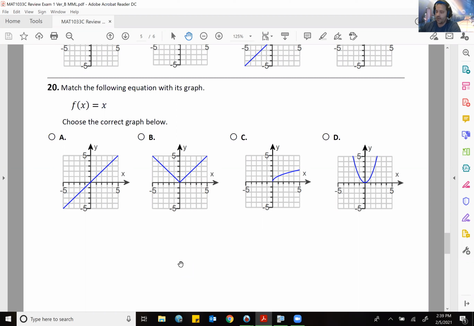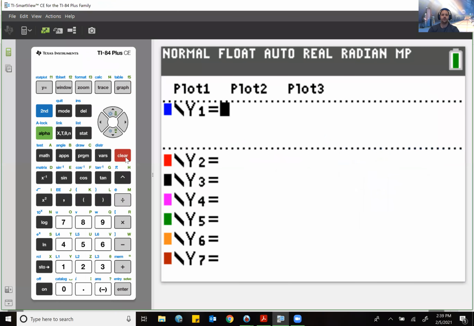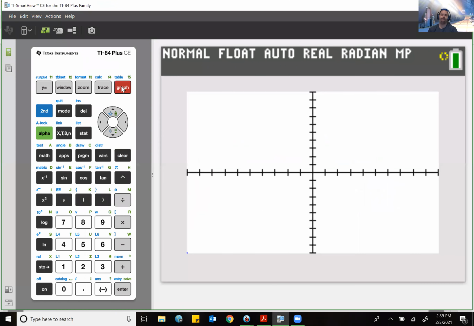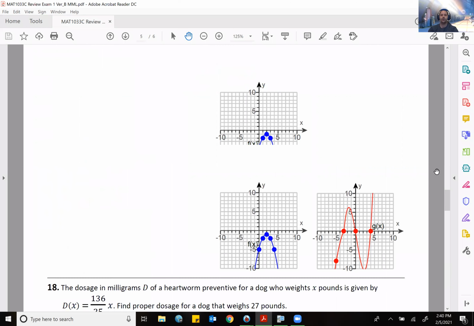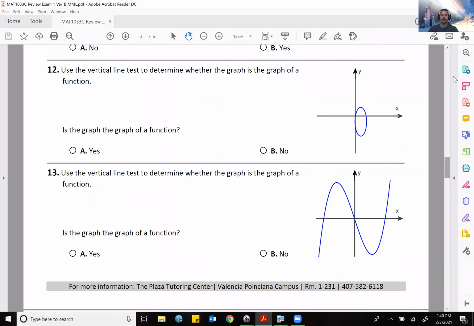And again, if you forget what they look like, go right to your graphing calculator, hit y equals, push x, graph. And there you go. Awesome. And that, my good friends, is the exam 1 review, version B.